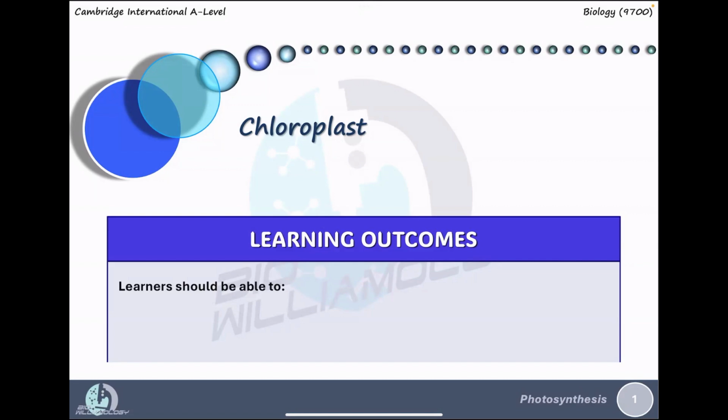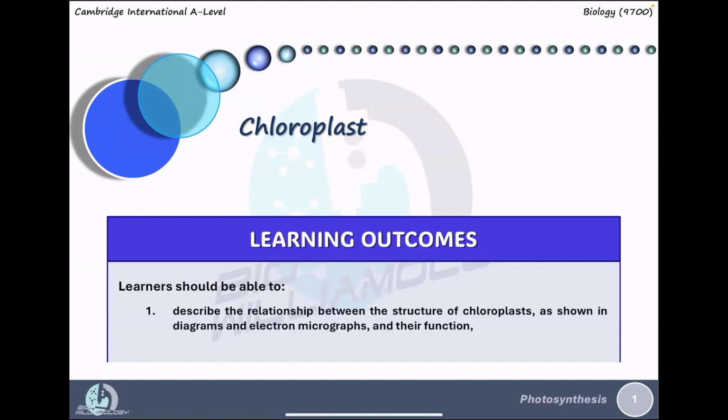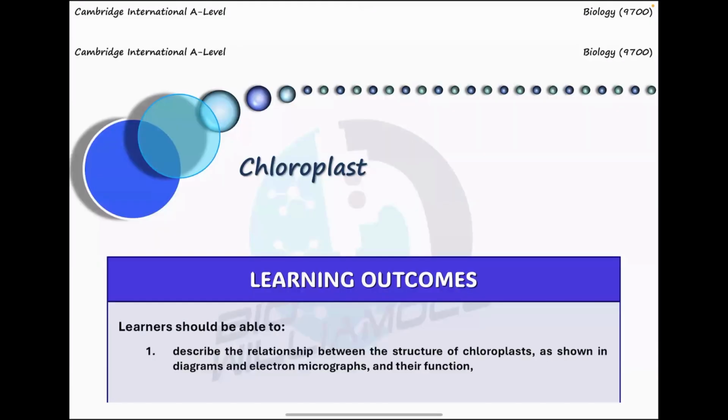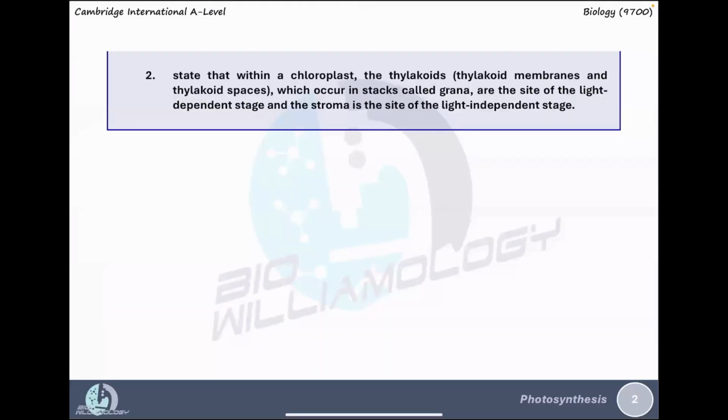At the end of this lesson, you will be able to describe the relationship between the structure of chloroplast as shown in a diagram and electron micrograph and their function, as well as state that within the chloroplast, the thylakoids, including thylakoid membranes and thylakoid space, which occur in stacks called grana, are the sites for the light-dependent stage, and stroma is the site of the light-independent stage. All right, let's get started.